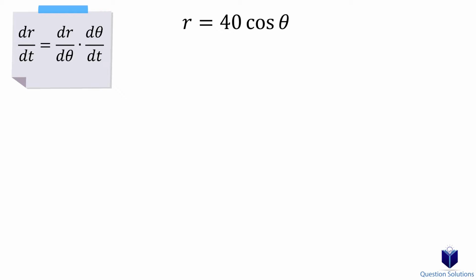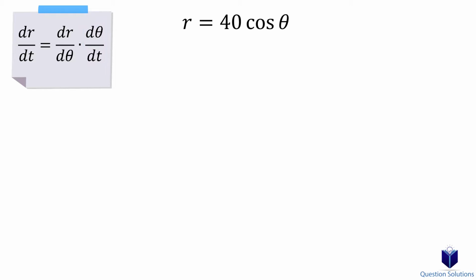So let's say you have an equation like this. Now we are going to take the derivative with respect to time. Another way to think about it is implicit differentiation. First, we take the normal derivative of this equation and then you multiply it by the time derivative.